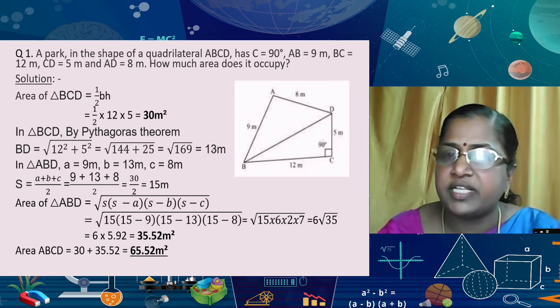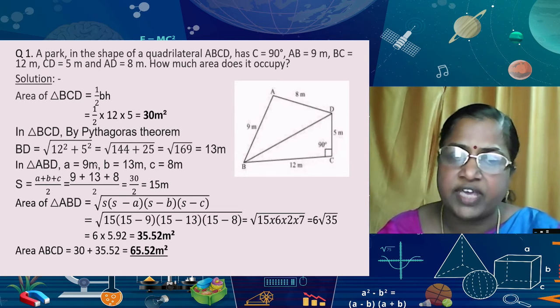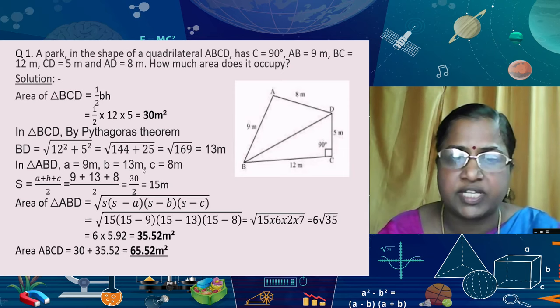Now we can find the area of the other triangle, ABD, by using Heron's formula, where a equals 9 meters, b equals 13 meters, and c equals 8 meters.